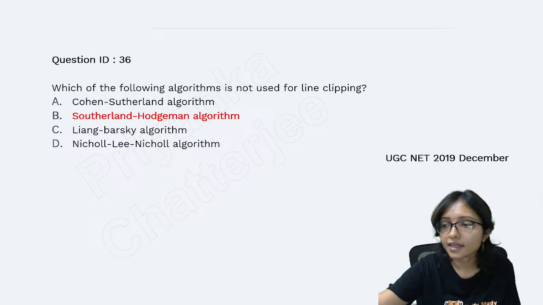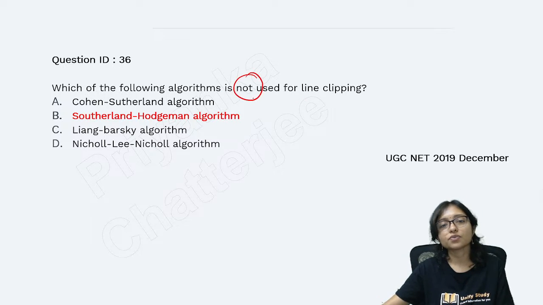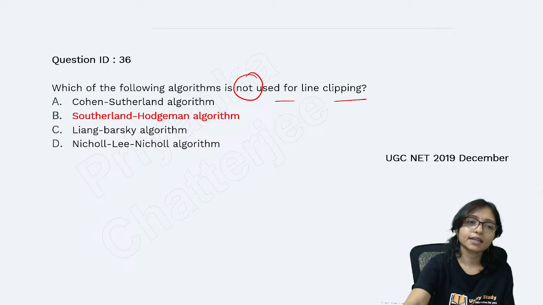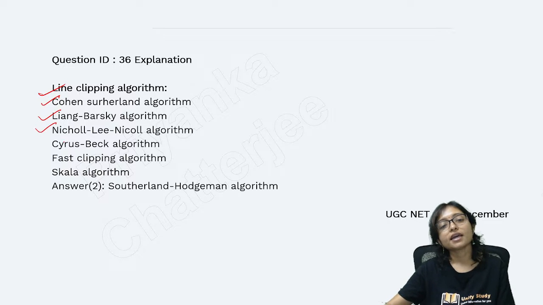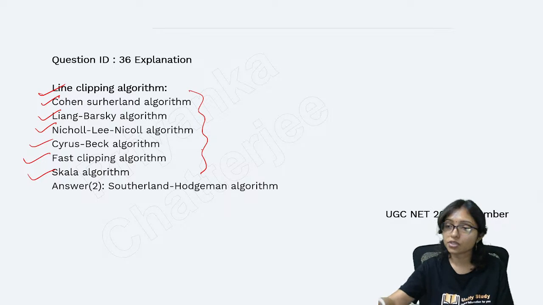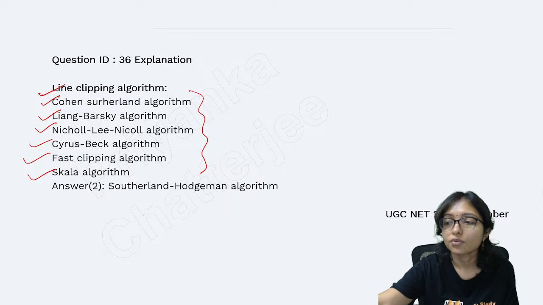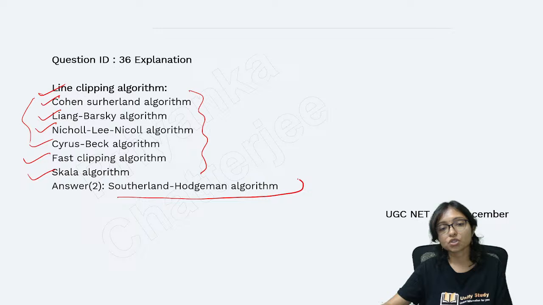Yes, answers are coming here. Which one is not used for line clipping algorithms? The line clipping algorithms are Cohen-Sutherland, Liang-Barsky, Nicholl-Lee-Nicholl, Cyrus-Beck, and so on. This is the list of algorithms. Make a list of all the algorithms, because they are asking for the name of the algorithm. So out of these, one algorithm is not there.